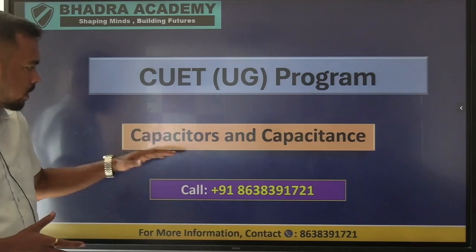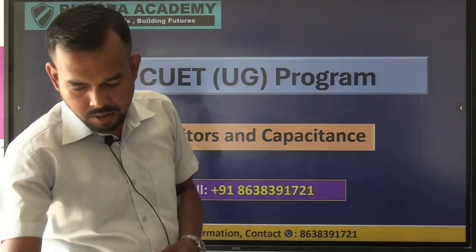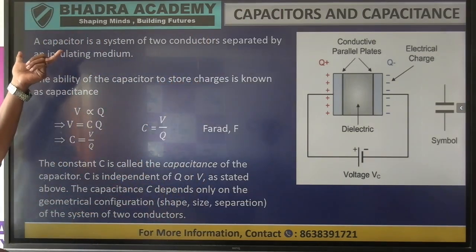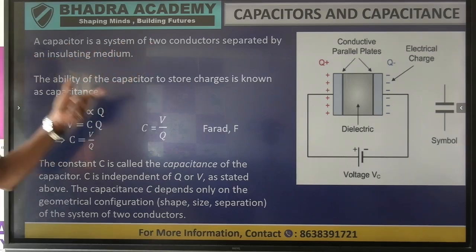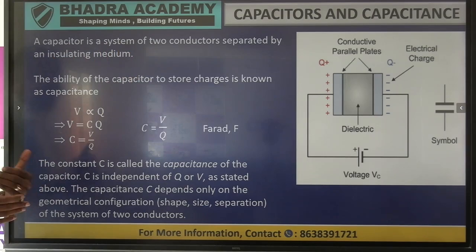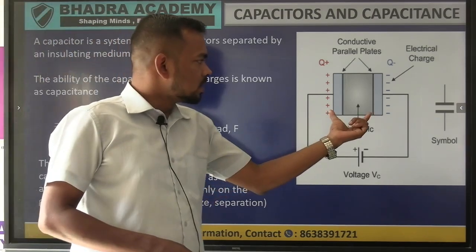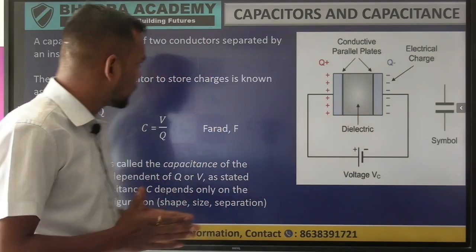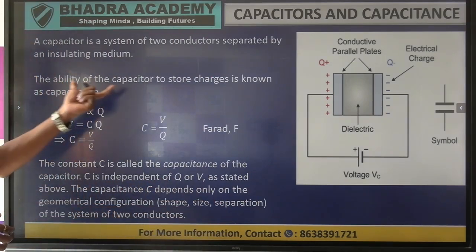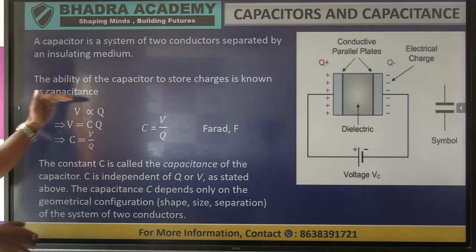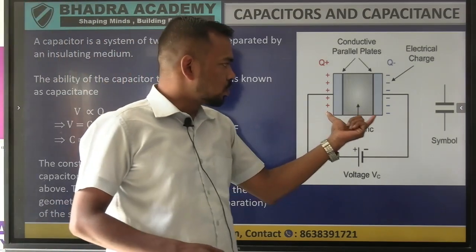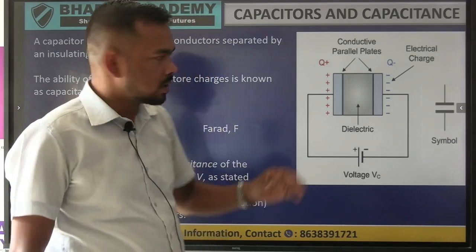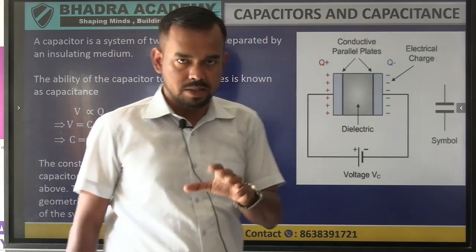So let's begin with the topic of capacitors and capacitance. Basically, a capacitor can be defined as a system of two conductors separated by an insulating medium, or maybe a dielectric medium. So it is a system of two conductors where in between you have a dielectric medium or an insulating medium, right? And the ability of the capacitor to store the charges is known as capacitance, right? So the ability to store the charges here in the conducting plates is known as capacitance. So this is the basic difference between capacitor and capacitance, right?